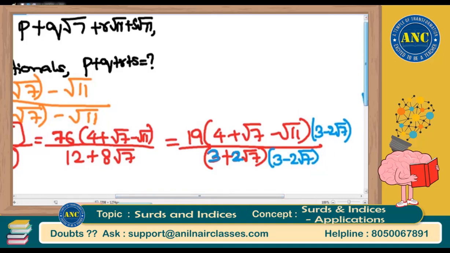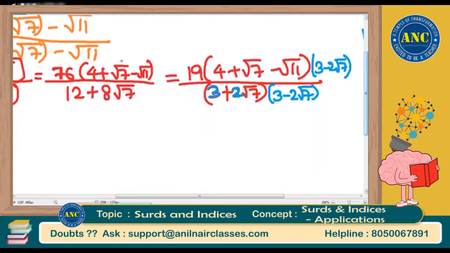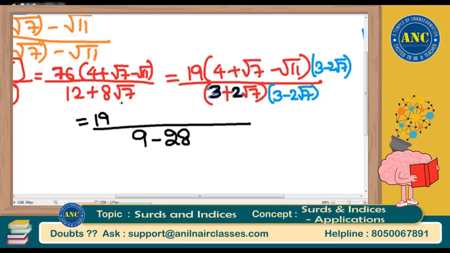Further, if I simplify, it is a slightly tricky and lengthy question, but after having solved that many questions, I believe that my students should be a little fast in solving this question. Denominator again, a minus b into a plus b is a square minus b square: 3 square is 9, minus 2 root 7 whole square is 4 into 7, which is 28. Denominator is 9 minus 28.